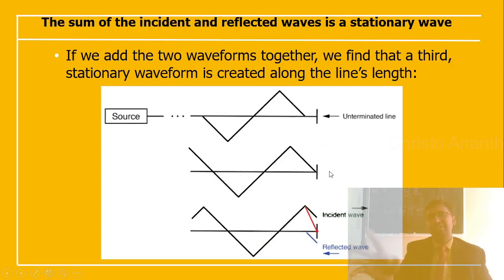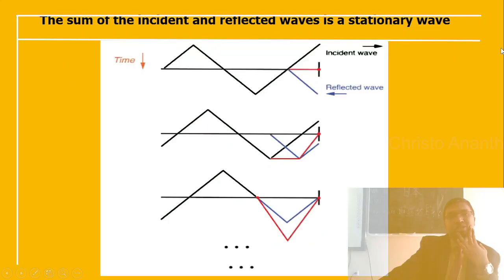As I told you, if we add these two waves, the incident wave and the reflected wave, we will get a stationary wave, what you call the standing wave. The standing wave is created along the line's length. When the wave is propagated and reaches an unterminated line, we get the reflected wave, and this is the sum of the waves. The sum of the incident wave and reflected wave, as I told you, is a stationary wave.